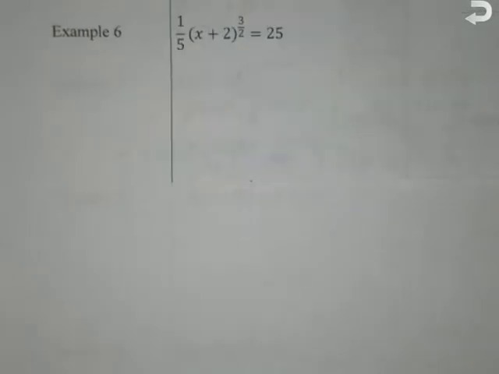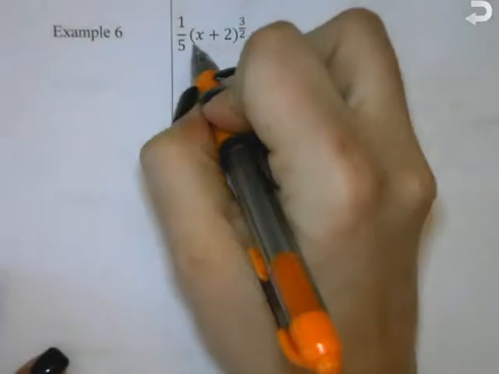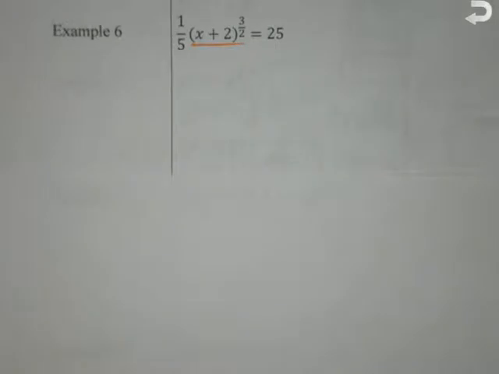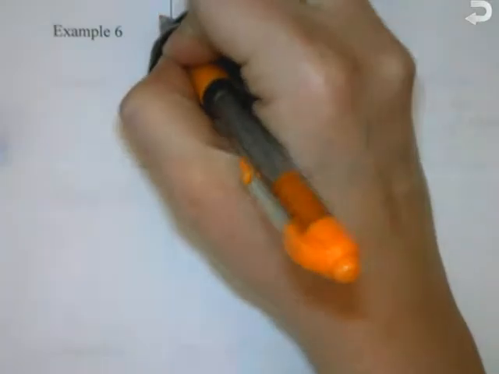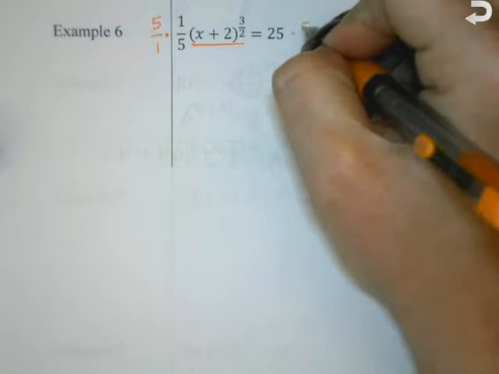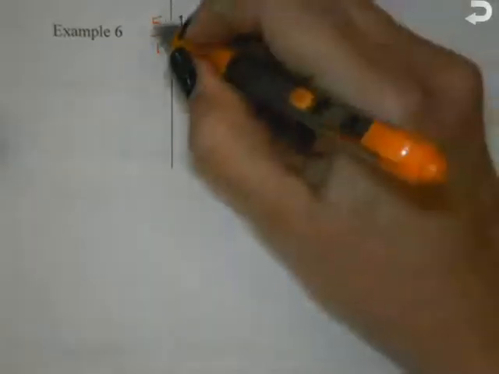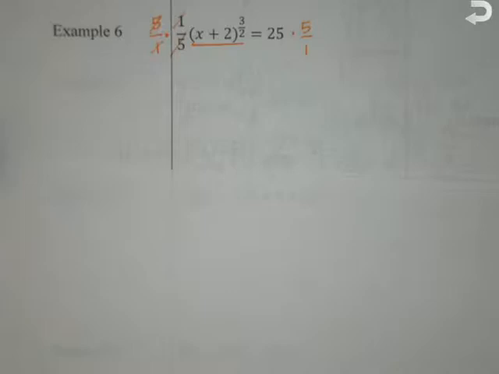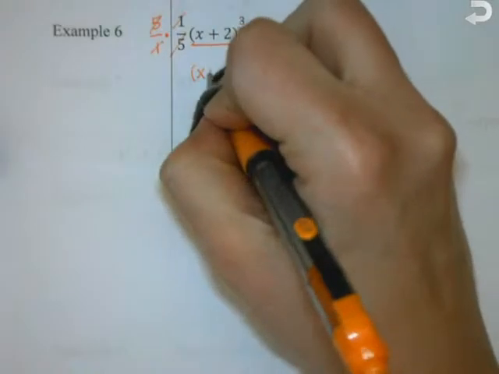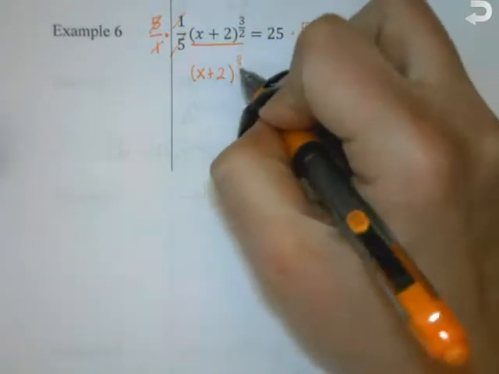So example 6, this one's a little bit different, but the idea is still the same. We have 1/5 times (x plus 2) to the 3 over 2 equals 25. So this (x plus 2) to the 3 over 2, that is going to be your quantity raised to the exponent. So that's what we're trying to get by itself. So what do you guys think we should do? So if we multiply both sides by 5 over 1, that 1/5 is going to reduce, and we would be left with (x plus 2) to the 3 over 2 equals 125.